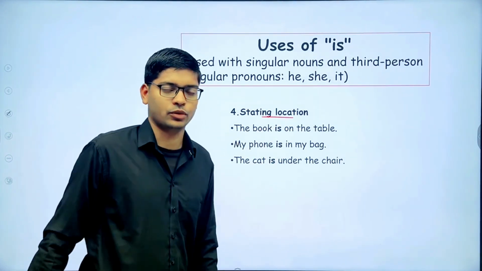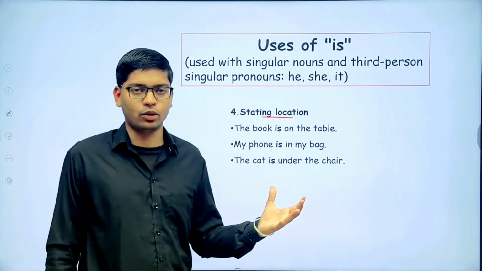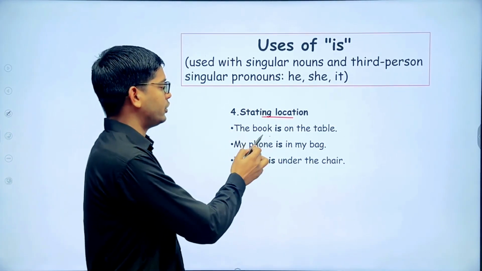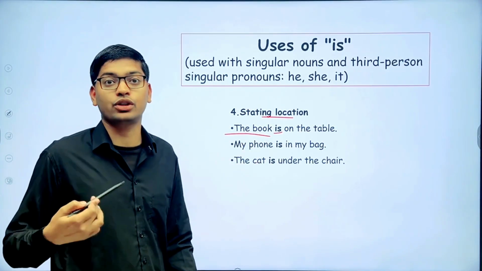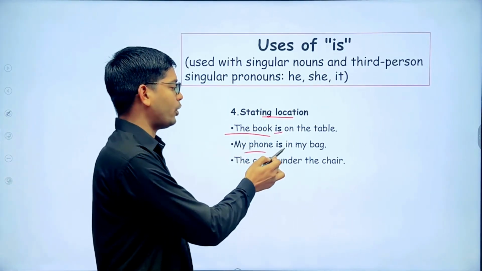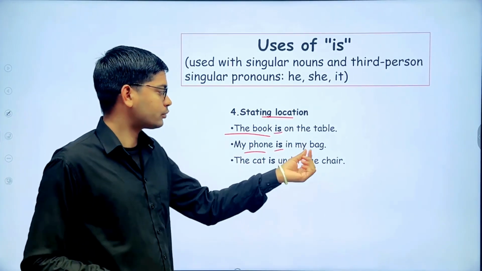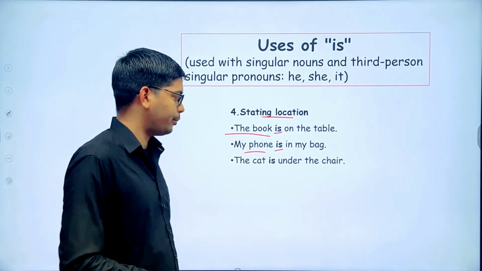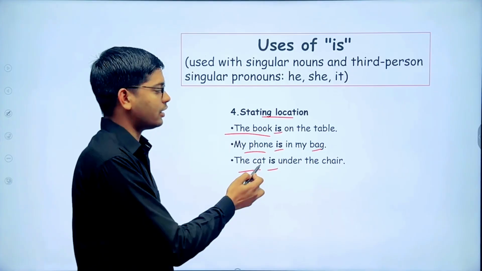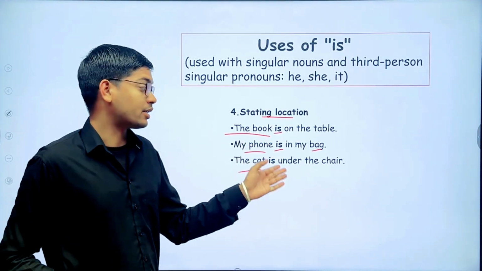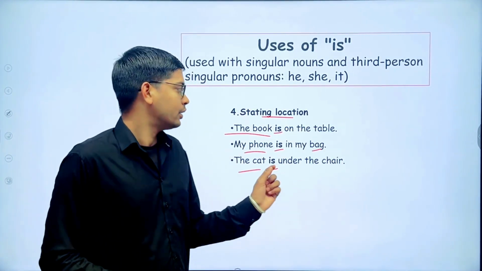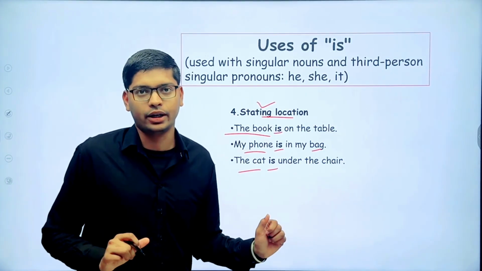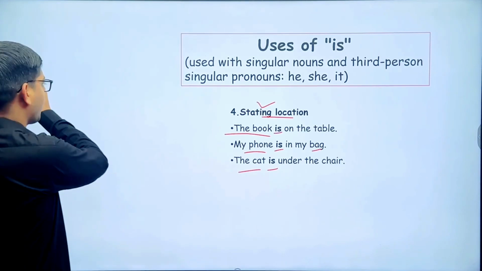Stating location. For talking about location, you can use is. For example, this book is on the table. My phone is in my bag. This cat is under the chair. This is stating location. So let's see the next use.